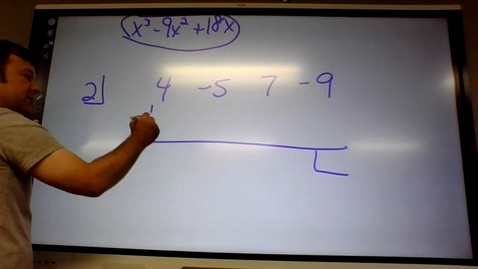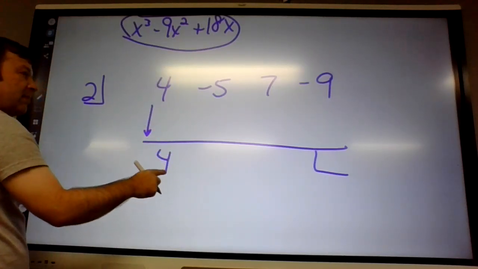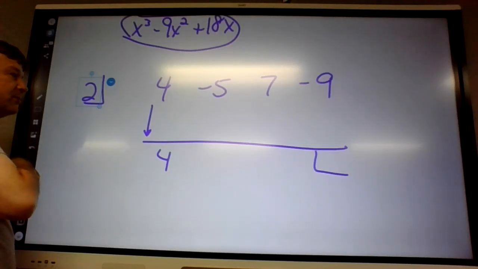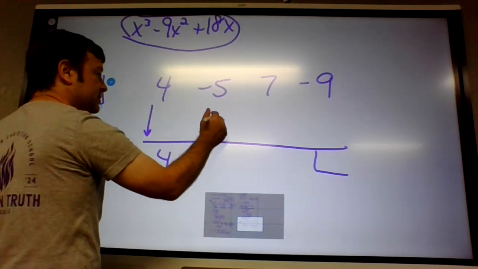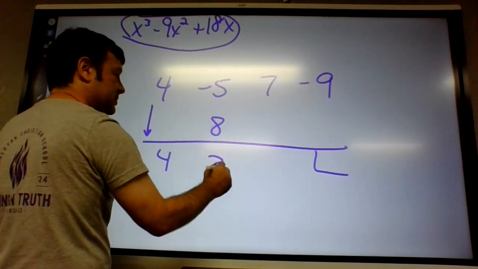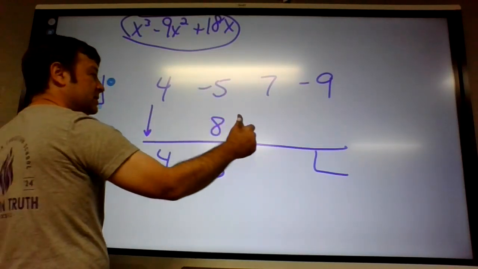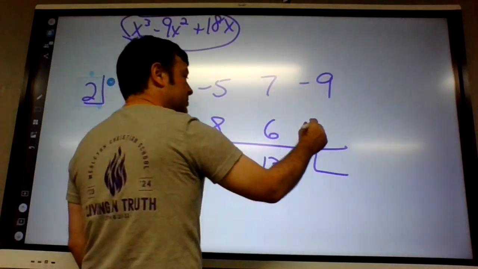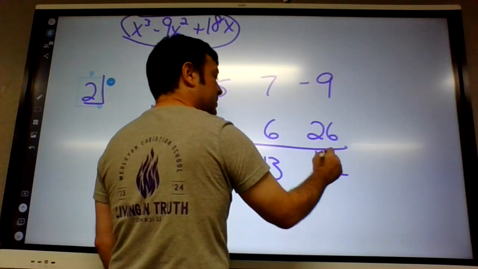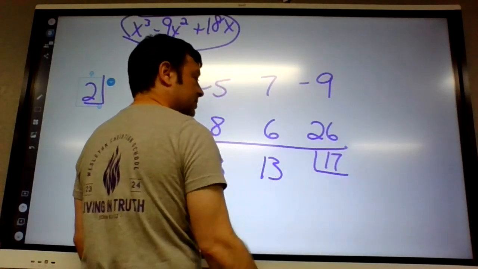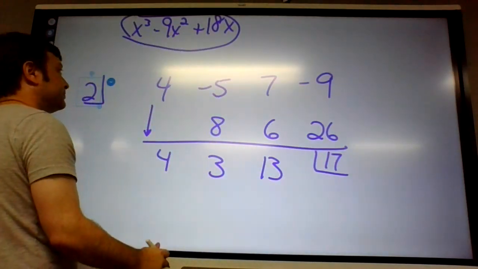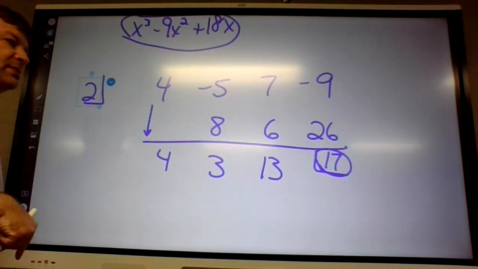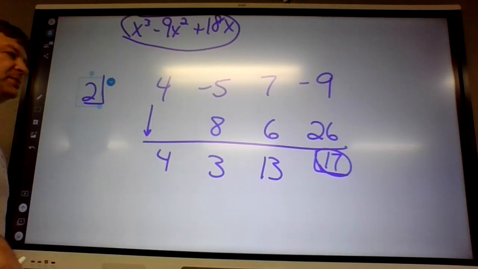So you guys remember how this goes? Add down, multiply up. Since we're using synthetic and not the calculator, you need to show your work on this. 4 times 2 is 8. -5 plus 8 is 3. 3 times 2 is 6. 7 plus 6 is 13. 13 times 2 is 26. -9 plus 26, so it's 17. On division, that number is the remainder. But on substitution, it's the answer.